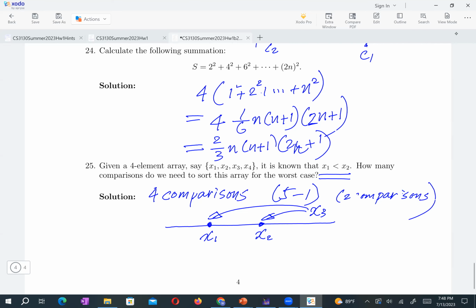Two comparisons to make sure X3 joins X1, X2 in an ordered array. The result must be an ordered array. Yeah, but you spend two comparisons. Okay, all right. So after the two comparisons, you will get this time three sorted elements.